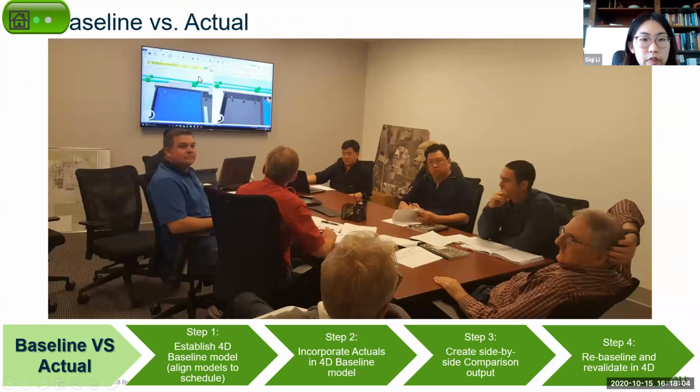Okay. And this is a typical use case where we place two windows side by side. So there are two 3D windows side by side, and the left side may represent the baseline schedule and the right side is actual. So you can easily tell the difference between the actual progress and the baseline schedule by looking at these two 3D windows.